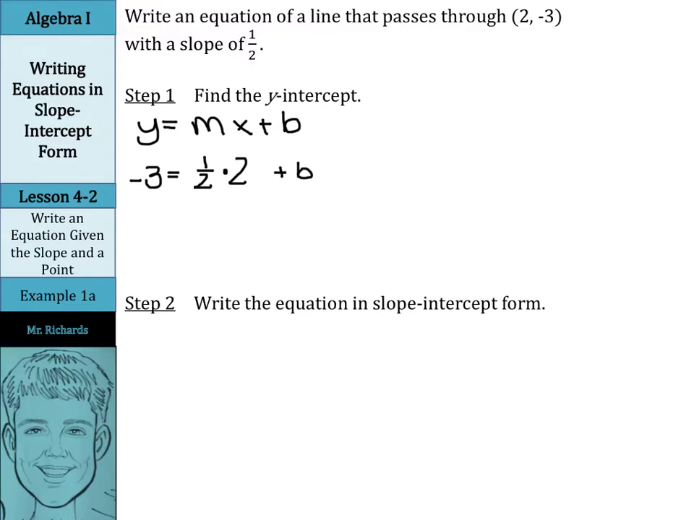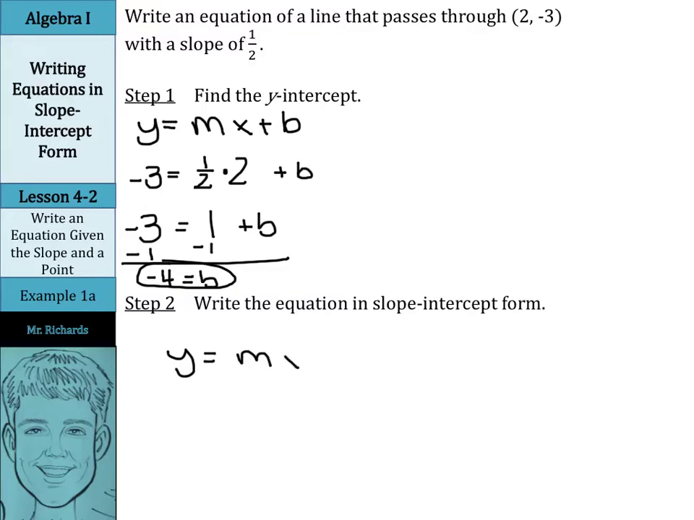Now, simplified, we have -3 equals 1/2 times 2 is 1 plus b. And now to get the b alone, subtract 1 from both sides. And -3 minus 1 is -4. So -4 equals b.